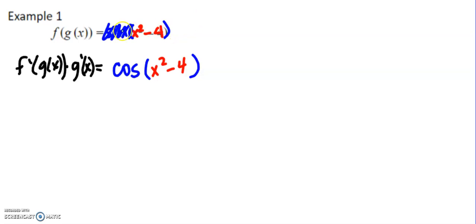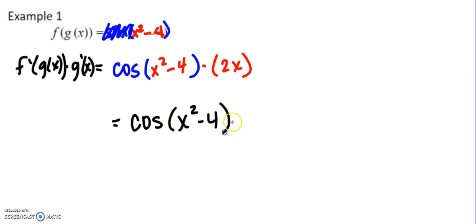I'm going to go back up here to my original equation. The next layer that's there is x squared minus 4. So I'm going to multiply by the derivative of x squared minus 4, which is 2x. So my final answer is the cosine of x squared minus 4 times 2x. It's the derivative of the outside, leave the inside alone, times the derivative of the inside. Now there's nothing left on my original function, so I know that I can stop.